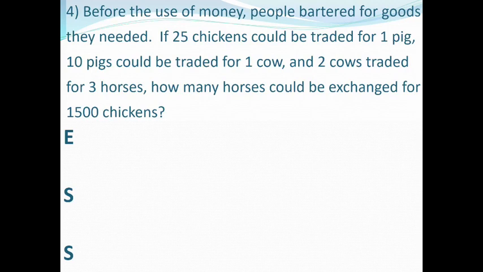Let's do a slightly longer conversion, and a little bit more words for us to deal with here. So I'm going to highlight this problem as we read it, because there's a lot going on here. Evidently, we're going to market, and before the use of money, people bartered for goods that they needed. 25 chickens could be traded for 1 pig, and 10 pigs could be traded for 1 cow, and 2 cows could be traded for 3 horses, and we wanted to figure out how many horses could be exchanged for 1,500 chickens.